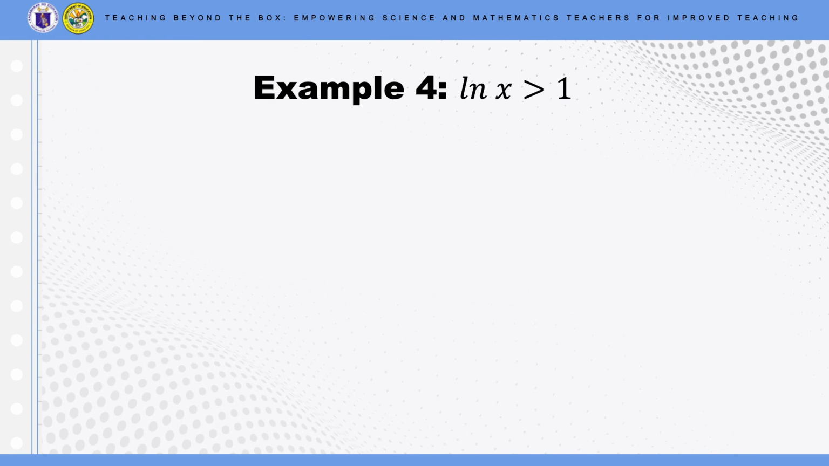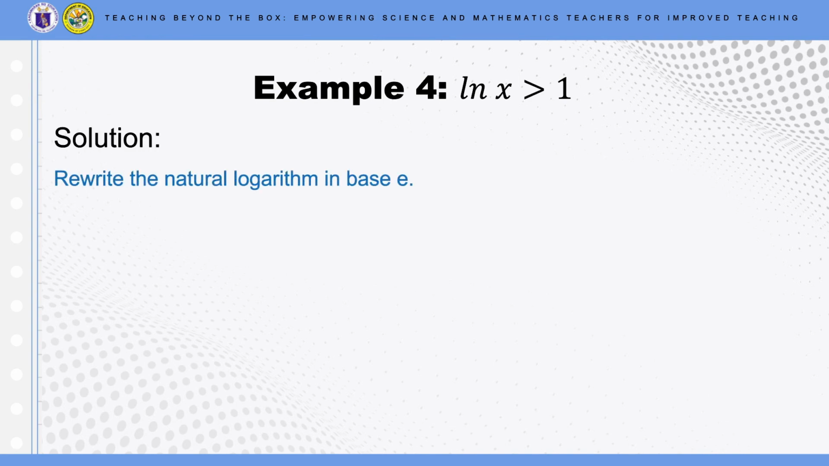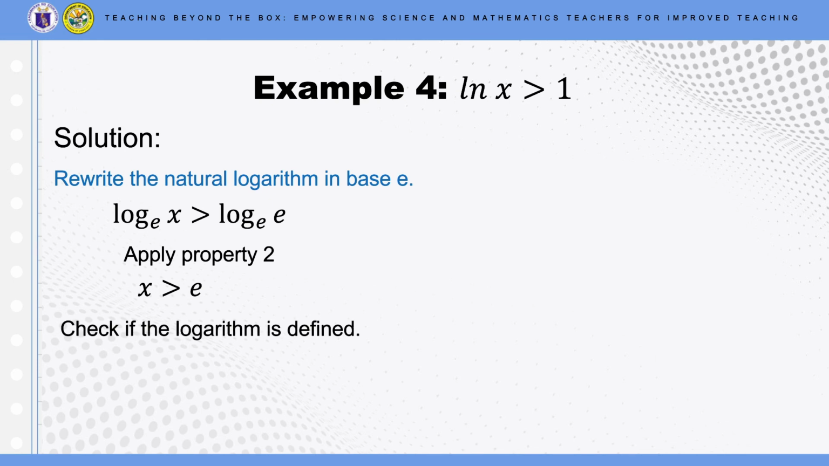Example number 4. ln x is greater than 1. Solution. Rewrite the natural logarithm in base e. So we have log x base e is greater than log e base e. Take note e is greater than 1. Therefore, we will apply property number 2. Therefore, we have x is greater than e.